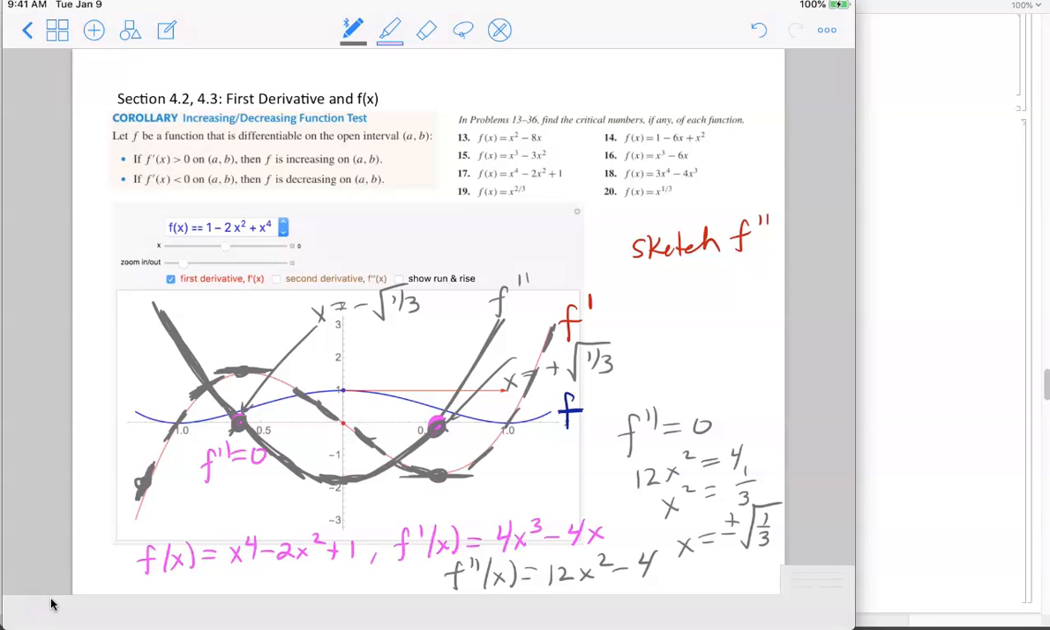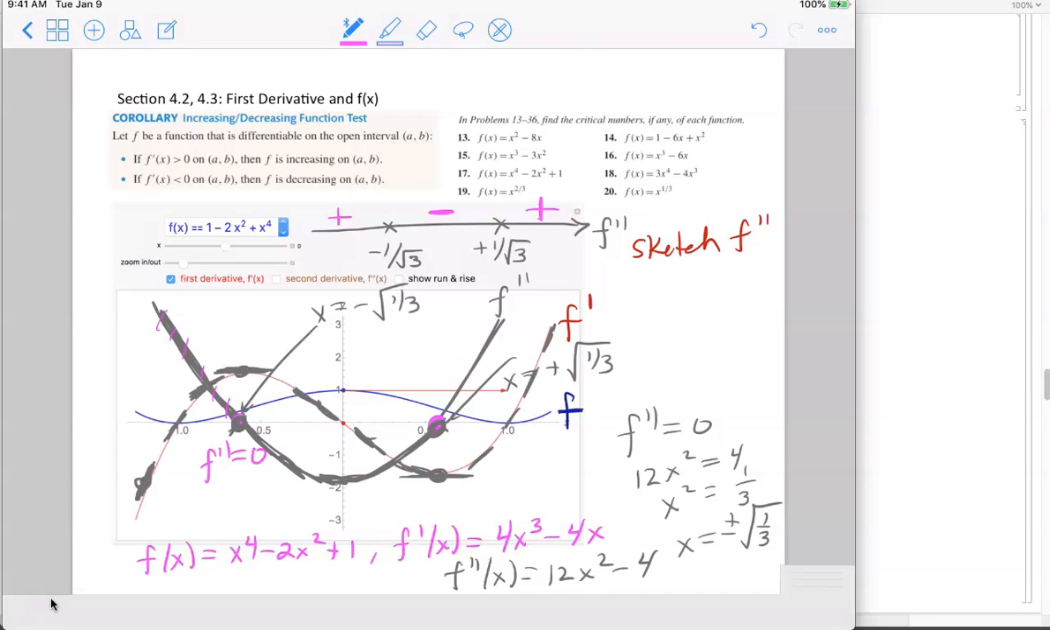Okay, so if we're drawing a sign line for the second derivative, we put the places where the second derivative is equal to 0. Okay, and we put the other place where the second derivative is equal to 0. And we can see that we sketched the places where the second derivative was positive. It was positive to the left of negative 1 over square root of 3. It was negative between the two places where the second derivative is 0, and then it became positive afterward.